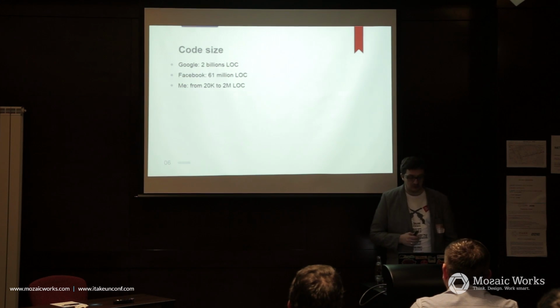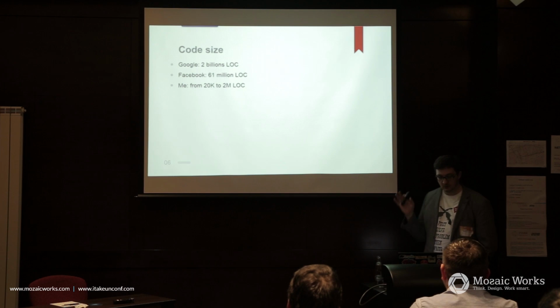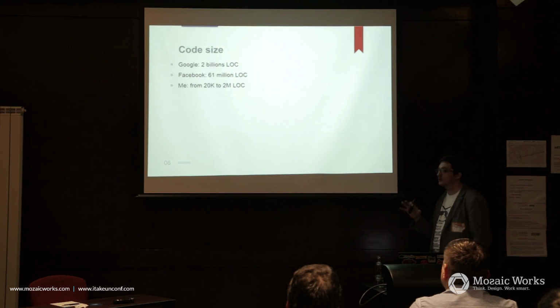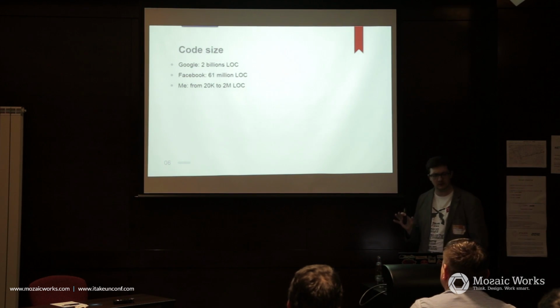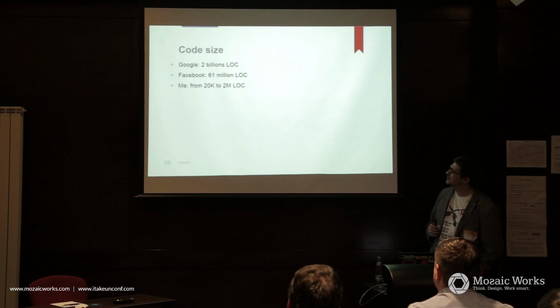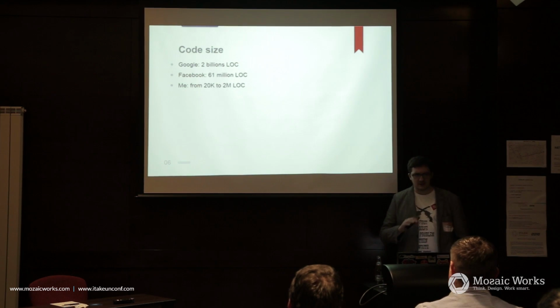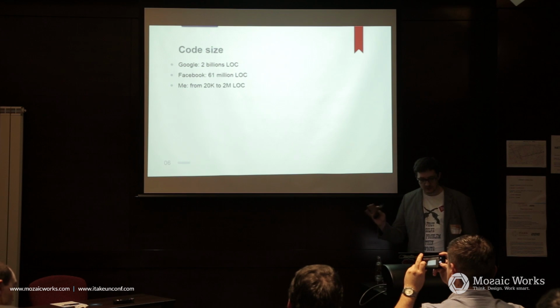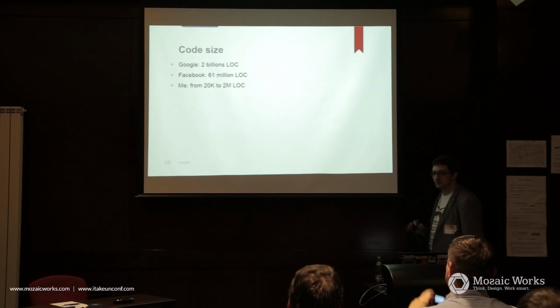Just to compare what kind of code bases I usually face, the whole Google code base, all the products, is about 2 billion lines of code. Facebook is about 61 million lines of code. And the code bases that I usually face range from small ones, from 20K to 2 million lines of code.